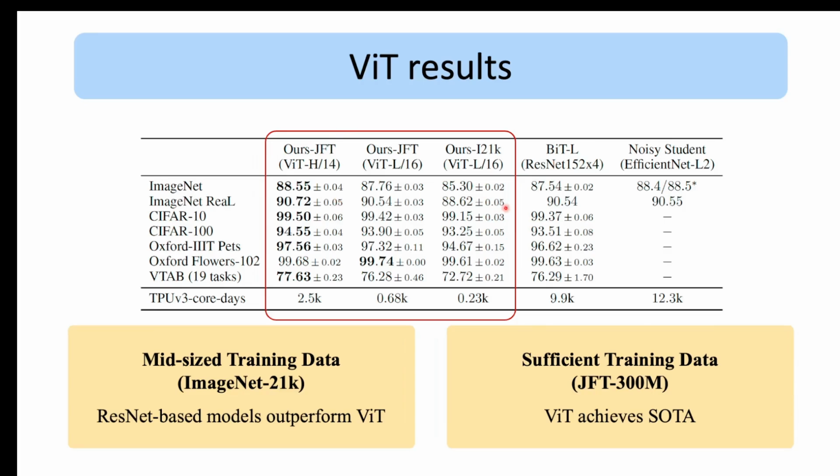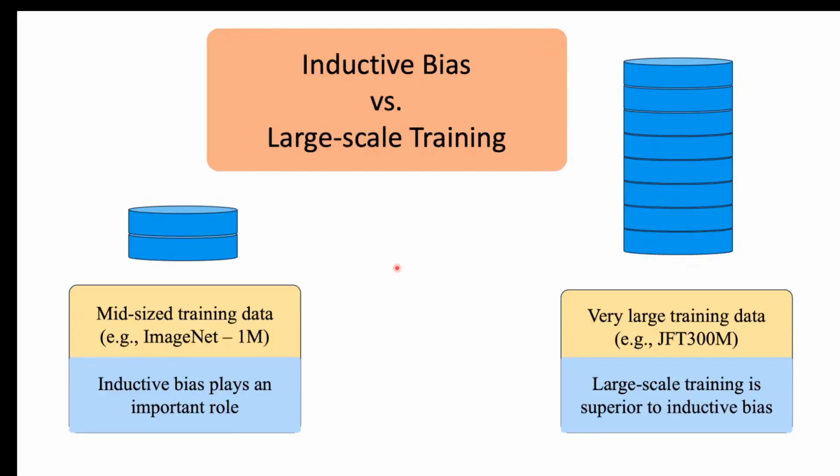But note that when ViT is pre-trained on a mid-sized dataset like the ImageNet, its performance is slightly lower than ResNet. So this brings us to the competition between inductive bias versus large-scale pre-training. When we have mid-sized dataset for pre-training, inductive bias plays an important role and therefore ResNet shows superior results. But when we do have sufficiently large training dataset, then large-scale training is superior to inductive bias.